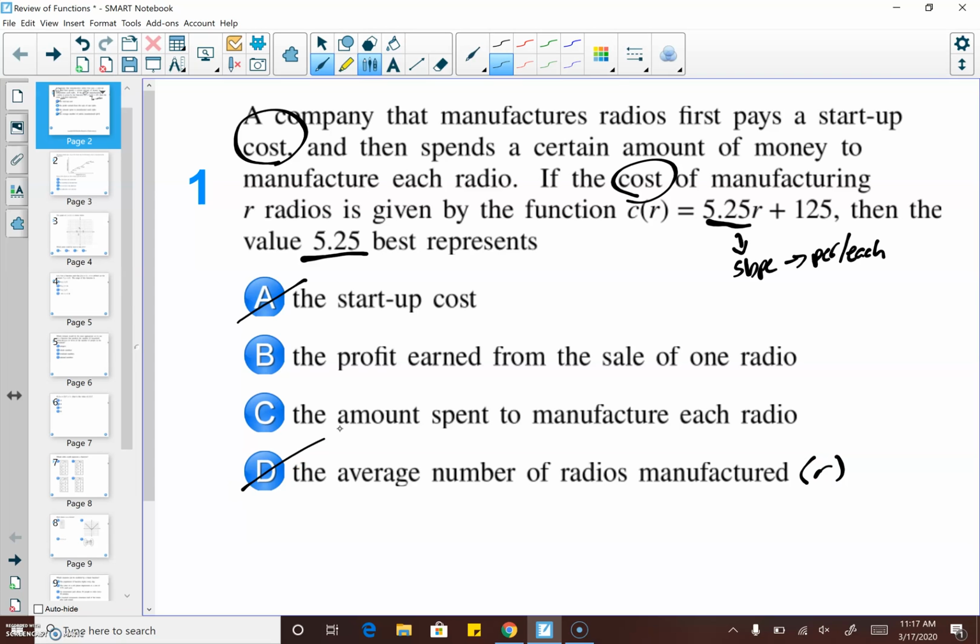So it's either the profit earned from one radio, which I guess per, each, or one, they also go together, or the amount spent to manufacture each radio. Well, again, since everything here is talking about cost, that's going to be choice C. There's no mention of profit in this question. Everything is related to cost.